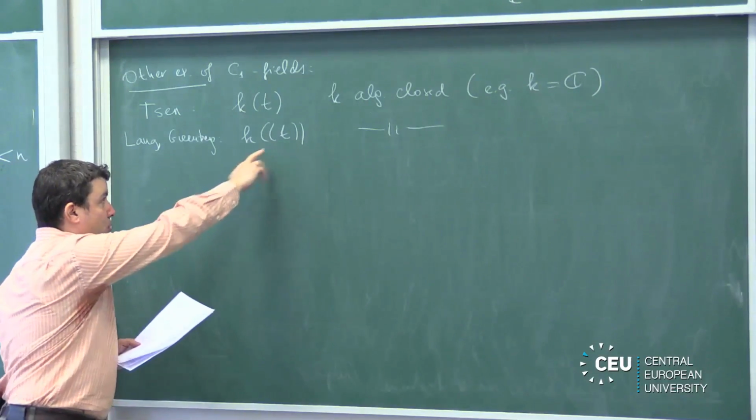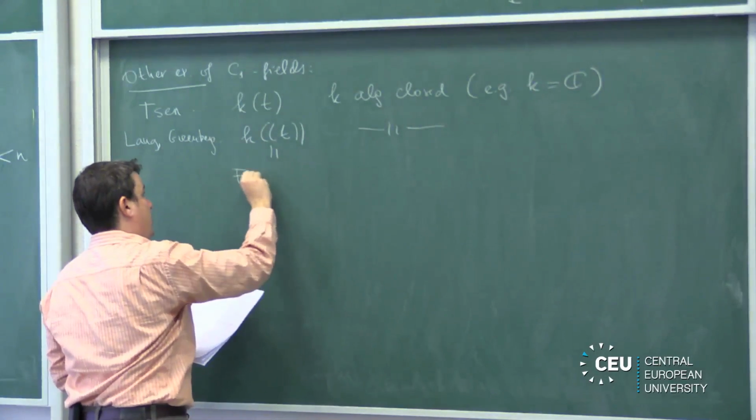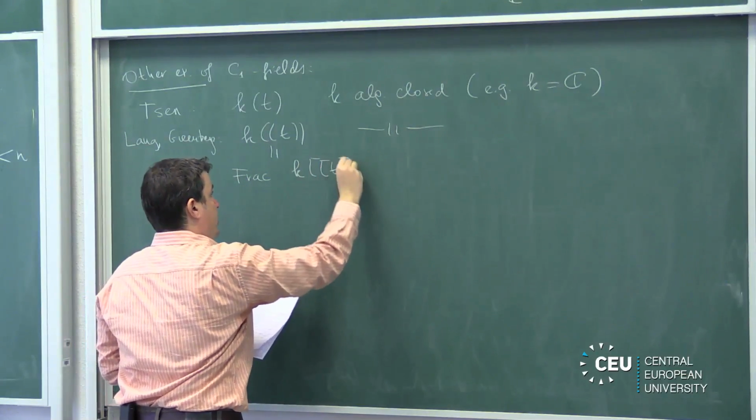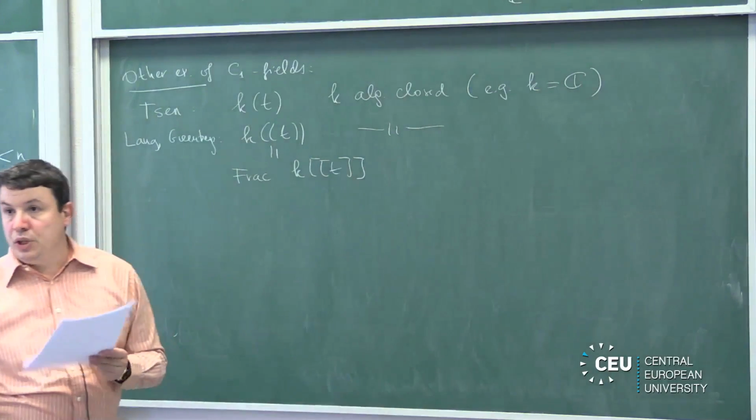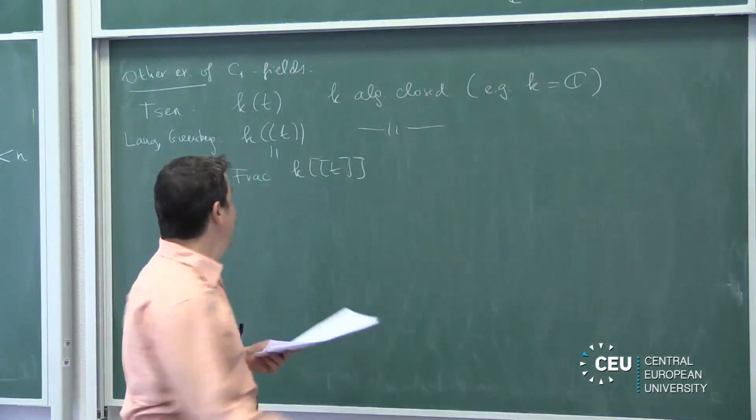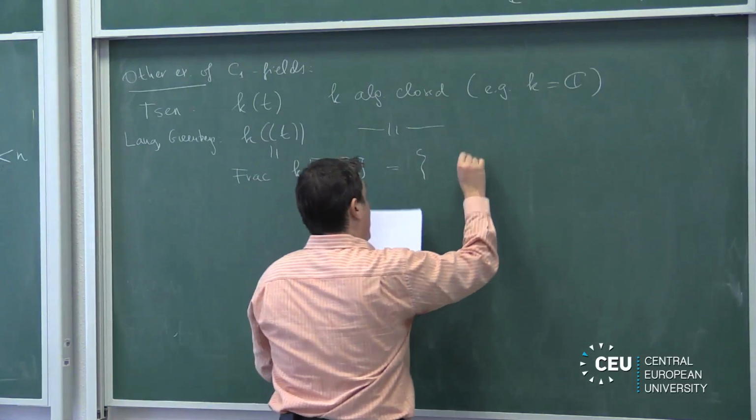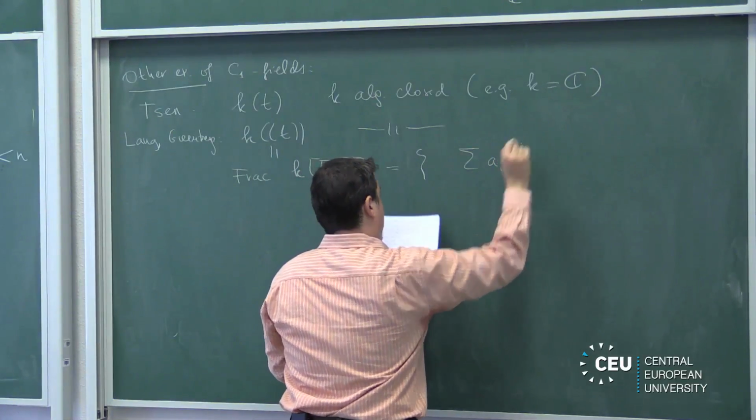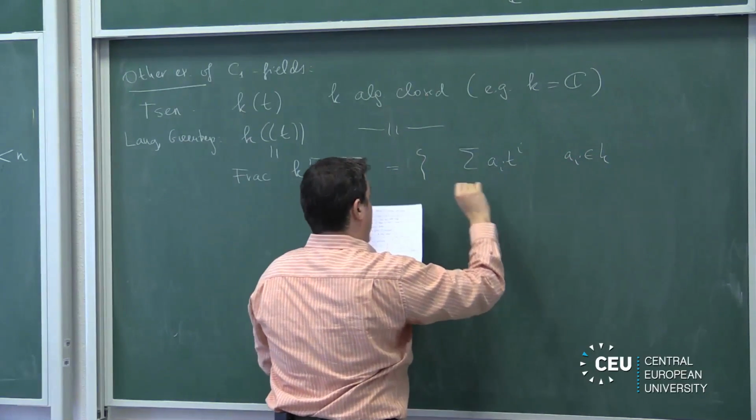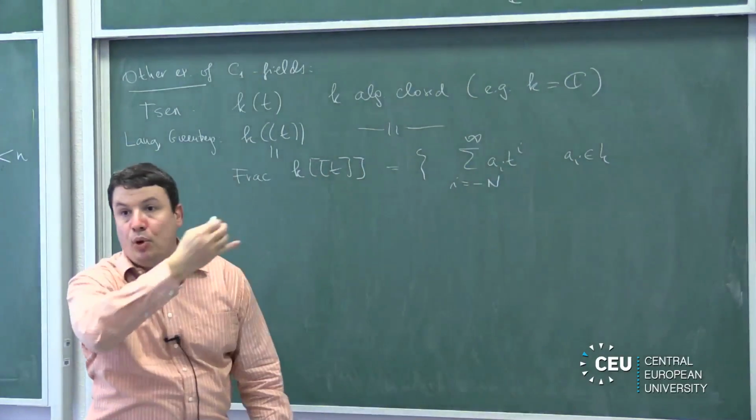Now I'll make some comments about what this gadget is. So this is the fraction field of the field of formal power series, which everyone knows what they are. I mean, everyone has seen a power series already. And so in fact, the elements of this can be written as the sum of a_i t^i, where the a_i are in K, where this i starts from some possibly negative number.